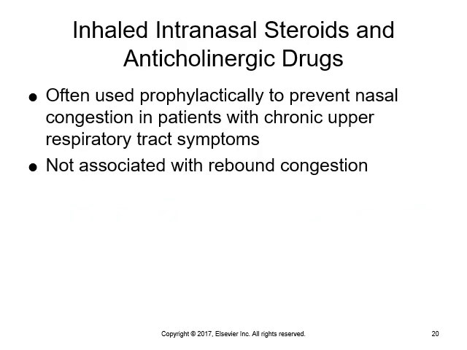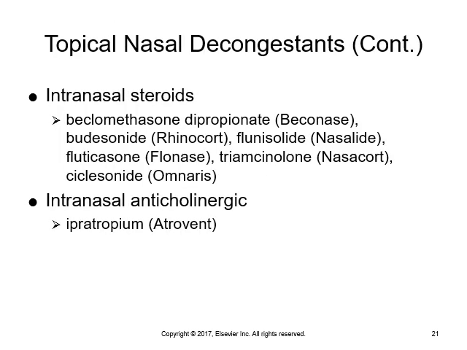Inhaled intranasal steroids and anticholinergic drugs are often used prophylactically to prevent nasal congestion in patients with chronic upper respiratory tract symptoms. They are not associated with rebound congestion. Intranasal steroids, such as Rhinocort, that's a popular one, and Flonase is very popular right now as well. Those are some examples. Then you have an intranasal anticholinergic like Atrovent.